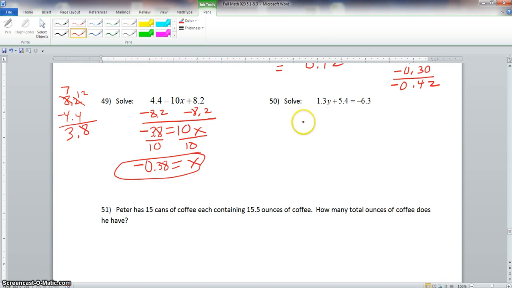Now, problem number 50, we're about to start that. We need to get y by itself. So first we would start by subtracting 5.4 from both sides. Seems like my 4's are not coming out correctly. So we have 1.3y is equal to, since both of these are negatives, we can add them together. 3 and 4 is 7. Bring down our decimal. And 6 and 5 is 11. So it'll be a negative 11.7. Then our next step would be to divide each side by 1.3. And we will finish this up in the next video.